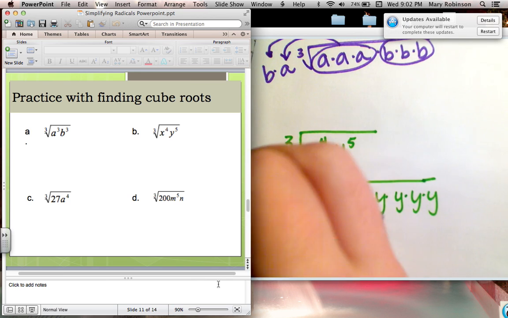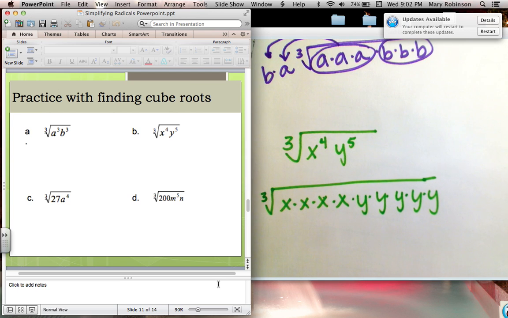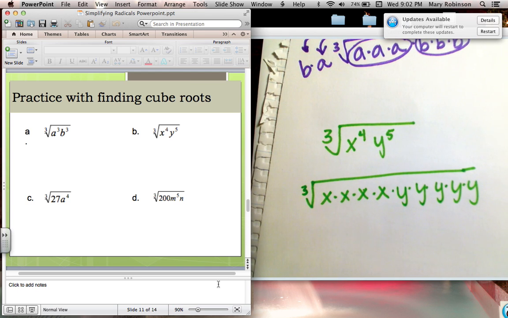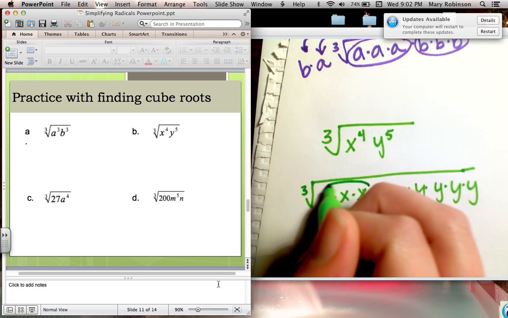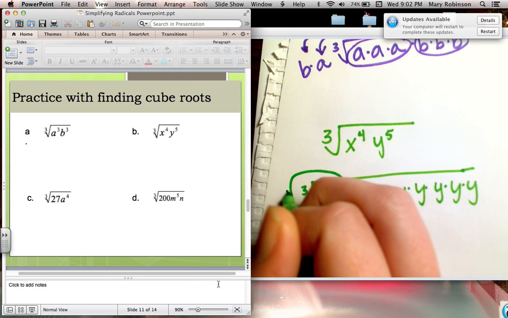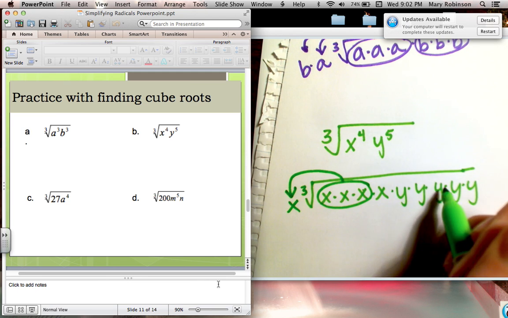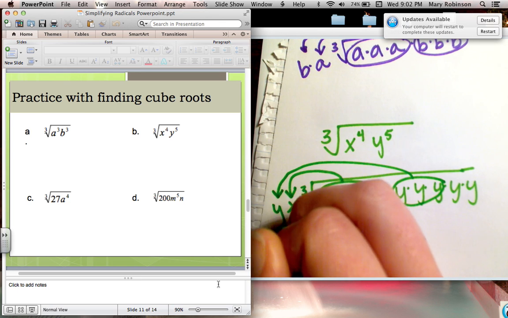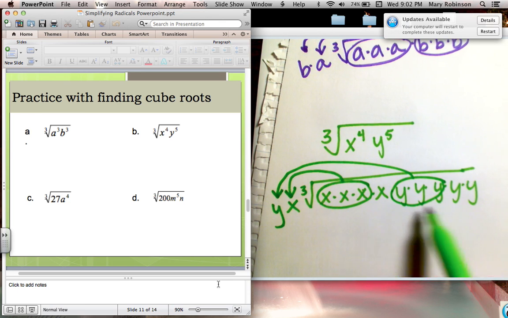Okay? Notice we have the cube root, which means it requires 3 in order to come out from under the radical, but we only bring one out at a time. So these 3 x's will have 1 x. These 3 y's give 1 y. Alright, there's no more. I don't have 3 of anything else, so I'm done.